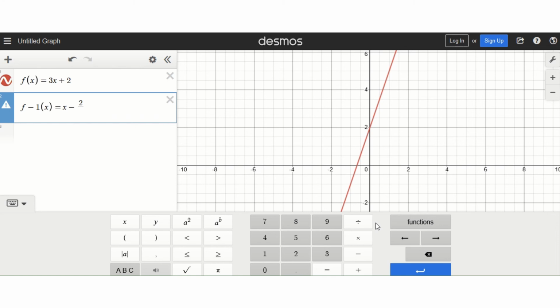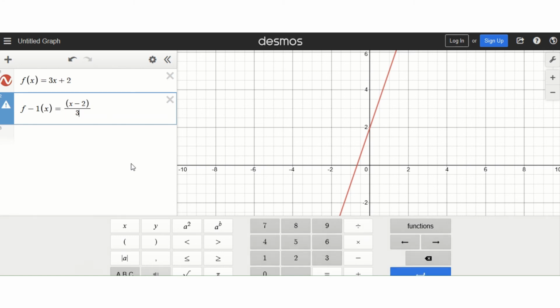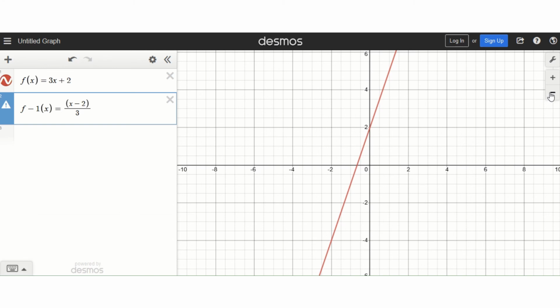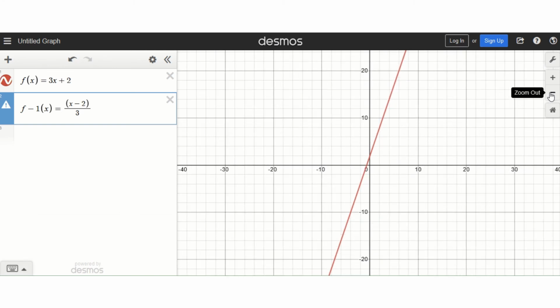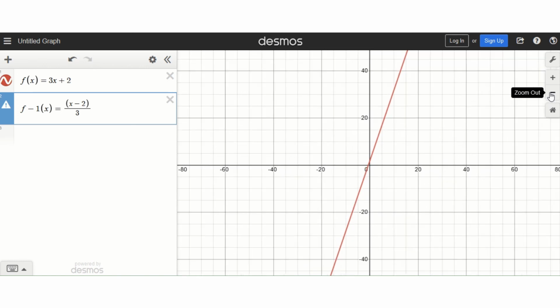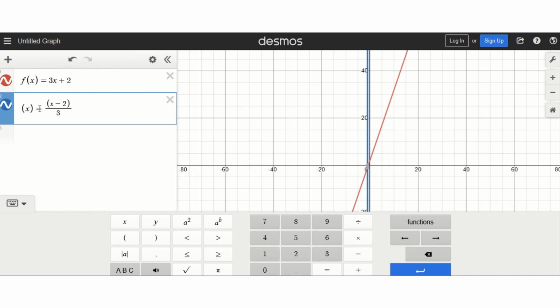Okay, let me go back and just change a few things here. So I'm going to put brackets so that we have the correct division now. So now it is divided by 3. So this is the function. Okay. So I'm going to now zoom out a little bit to show you both the functions on the same graph. Or let me just name this as g x for a better understanding. So now it is better. So g of x is this function.